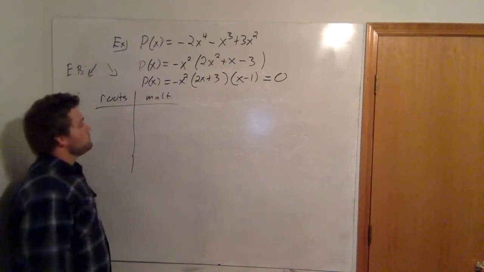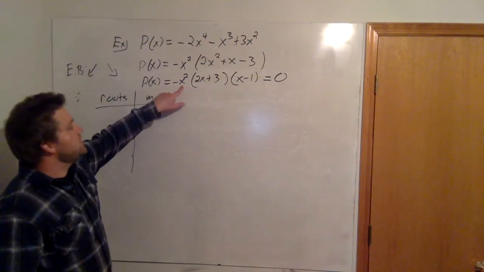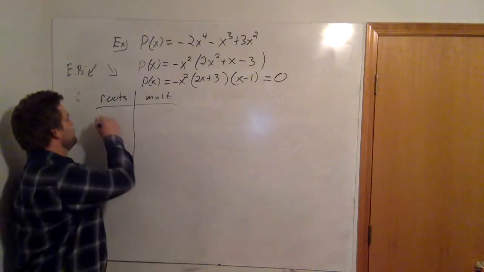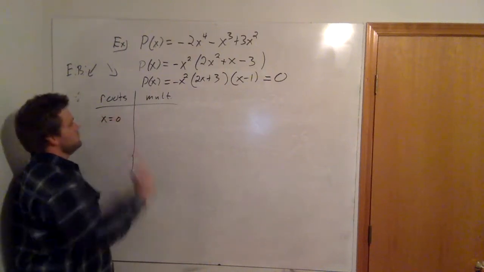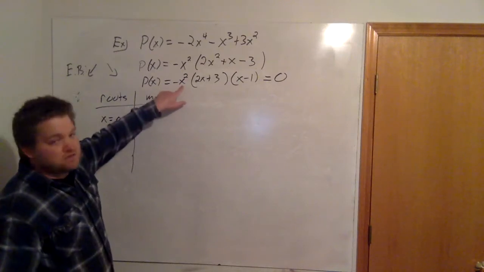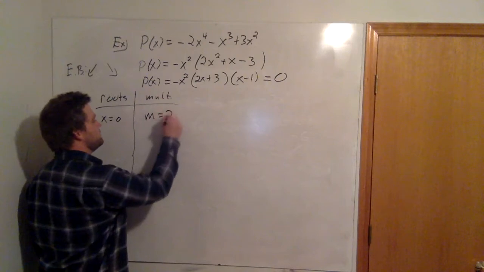Okay. Well, looking at this x squared term, notice if I plug in 0, that'll zero everything out. So 0 is a root. So x equals 0 is a root. I got x equals 0 as a root from this factor. This factor is being squared, so it has a multiplicity of 2.